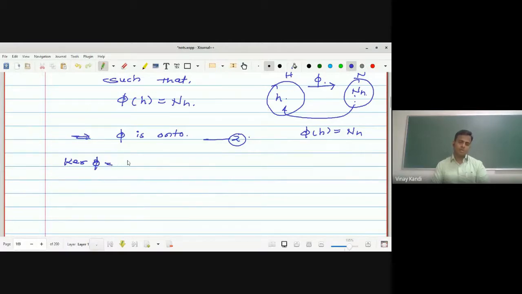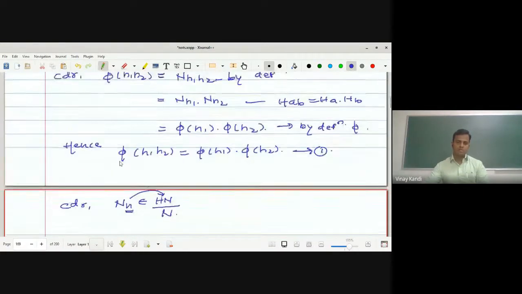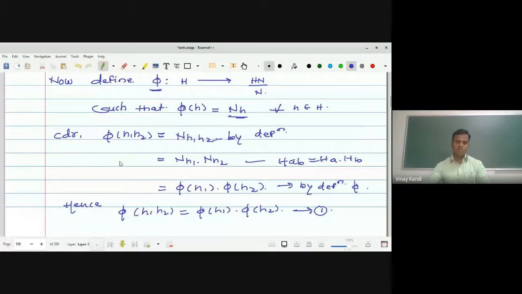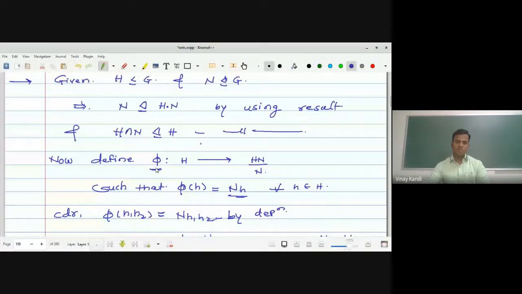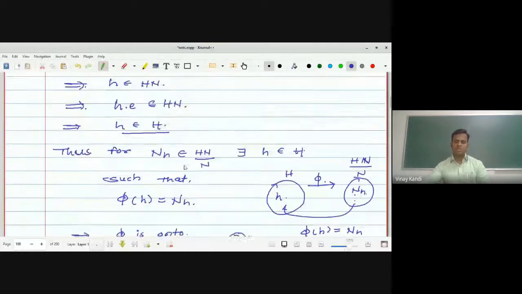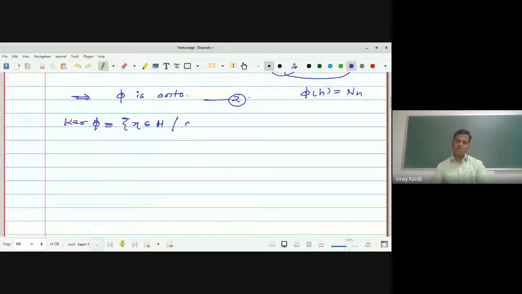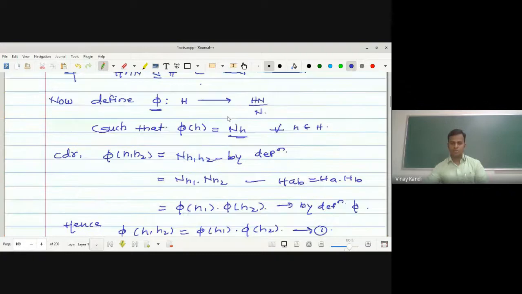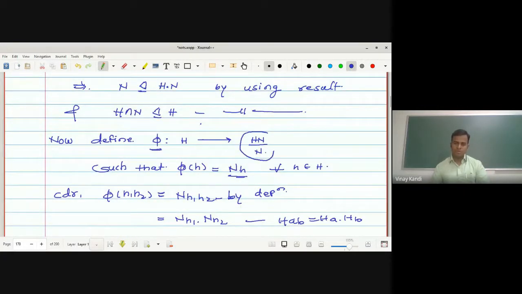How do we define the kernel of a function? Collection of elements belonging to the domain. What is the domain of phi? Look at here, that is the domain of our phi. So the collection of elements belonging to the domain such that phi of x is equal to the identity of the codomain. What is the identity of this factor group?